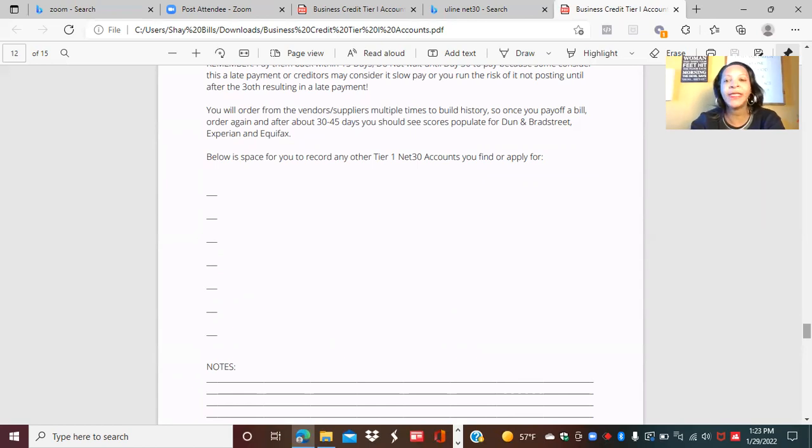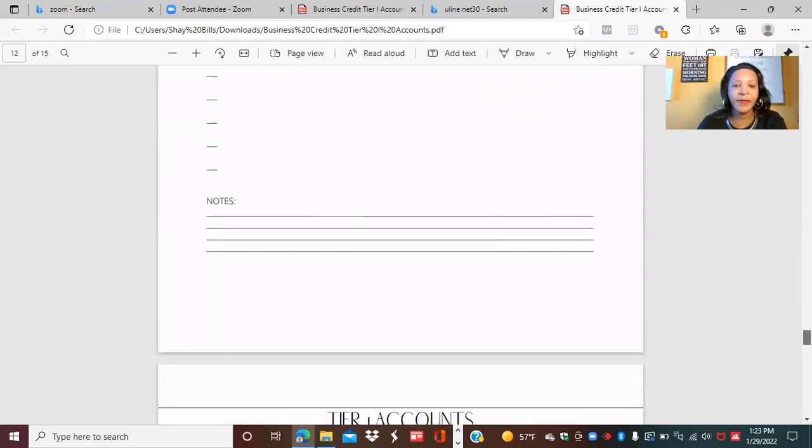okay? You should see your scores populate for Dun & Bradstreet, Experian, and Equifax. Below, I've left space for you to record any Tier 1 Net 30 accounts that you find and apply for that are not on the list above, and to record any notes that you may have.